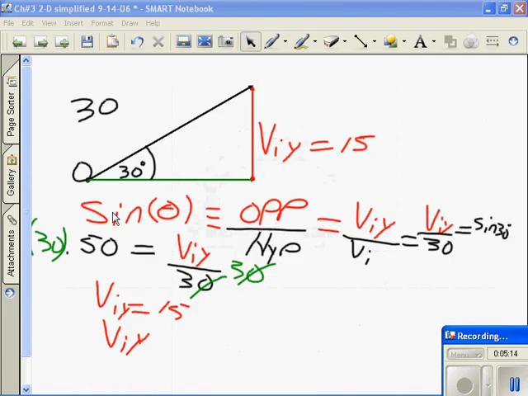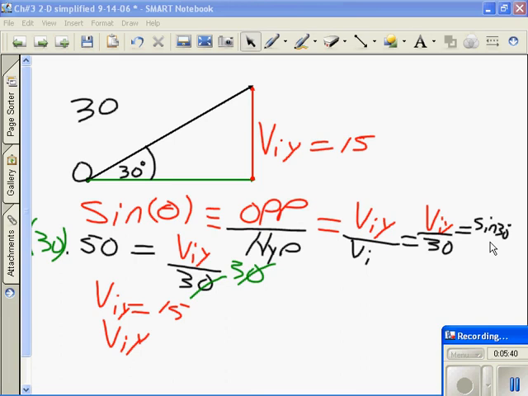Okay, had a request to walk through this again. The sine of the angle, right over here, sine 30, is by definition the opposite leg divided by the hypotenuse. The hypotenuse you were told was 30. You want to find out how long the opposite leg is. So you have the opposite leg, the initial velocity in the y direction, divided by 30 is equal to the sine of the angle.